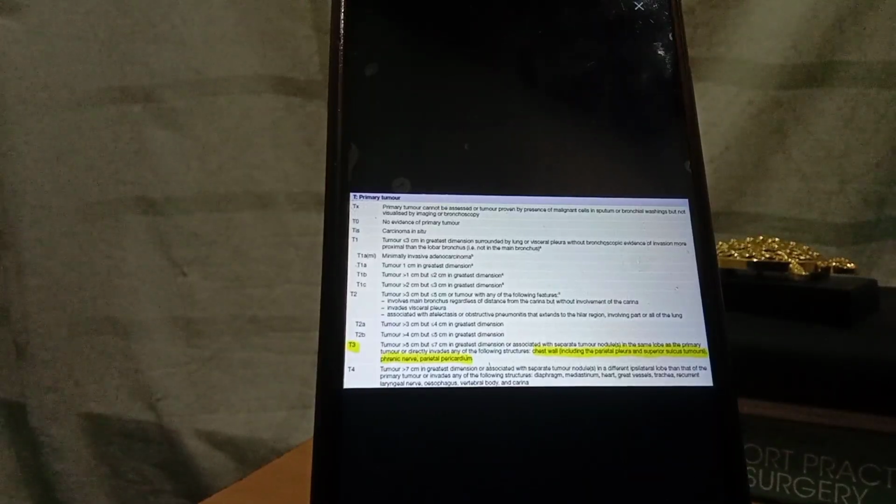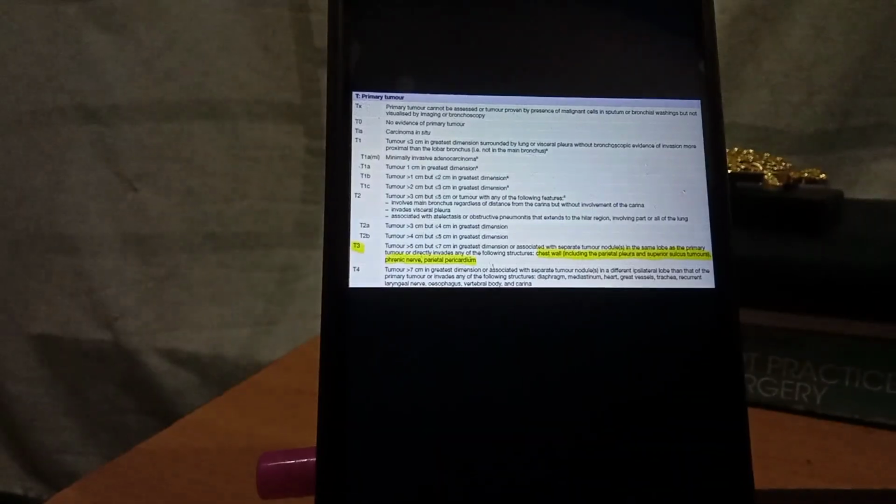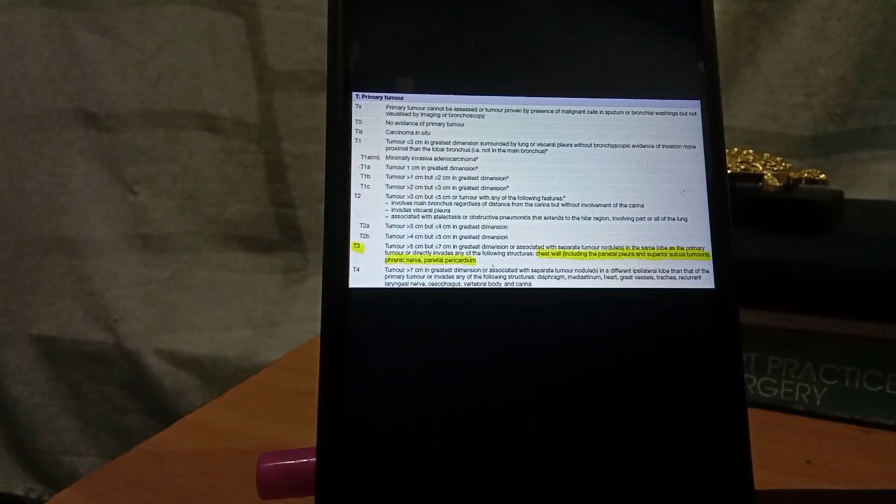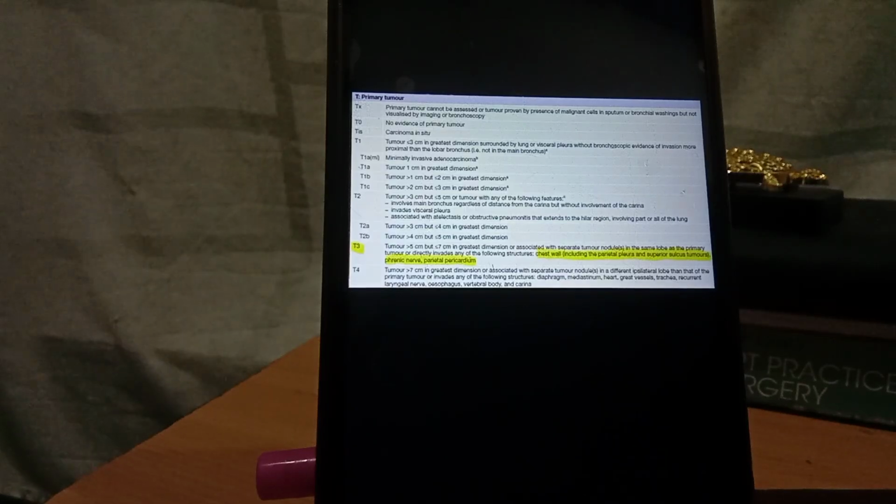T1a is tumor 1 cm or less in greatest dimension. T1b is more than 1 cm but less than 2 cm in greatest dimension. T1c is more than 2 cm but less than 3 cm in greatest dimension. Then T2, tumor more than 3 cm but less than 5 cm, or tumor with any of the following features, like involving main bronchus regardless of the distance from the carina but without involvement of the carina. Second is invades visceral pleura.